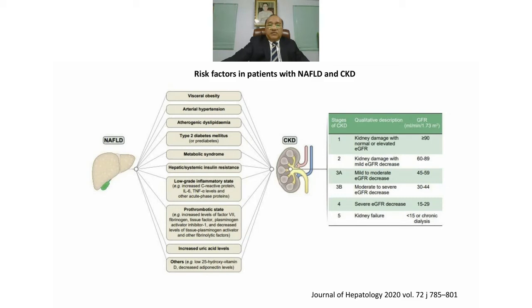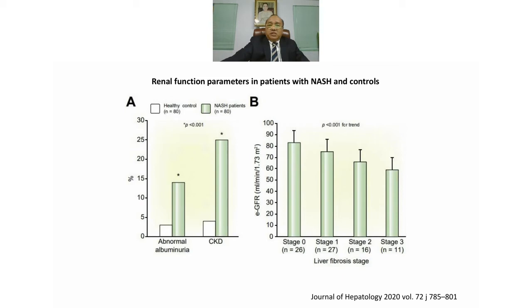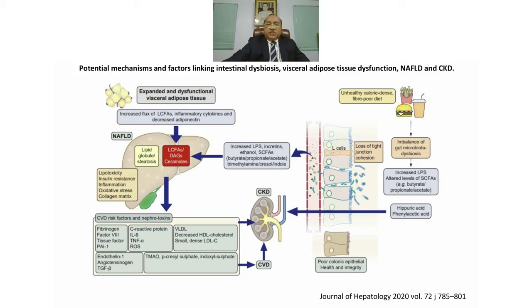If you look at NASH and controls, in NASH persons there is abnormal renal albuminuria and increased incidence of CKD. And the eGFR is reduced exponentially with the severity of fibrosis. The potential mechanism linking NAFLD and CKD is the unhealthy, high caloric dense, fiber poor diet leading to gut dysbiosis, leaking of lipopolysaccharides, ethanol, and short chain fatty acids like butyrate, propionate, and acetate, which the liver has to metabolize. These liver metabolized products can lead to renal dysfunction and chronic kidney disease.